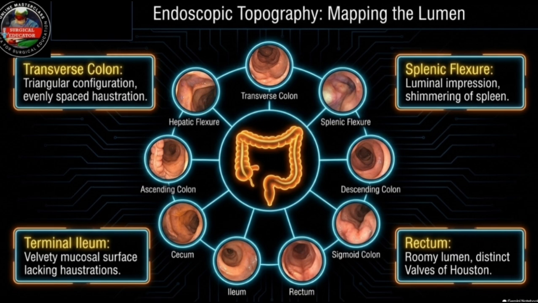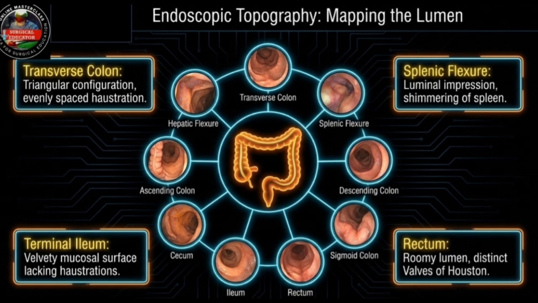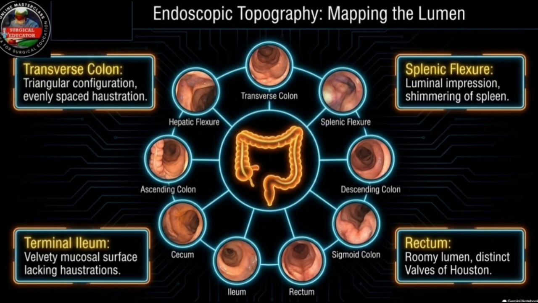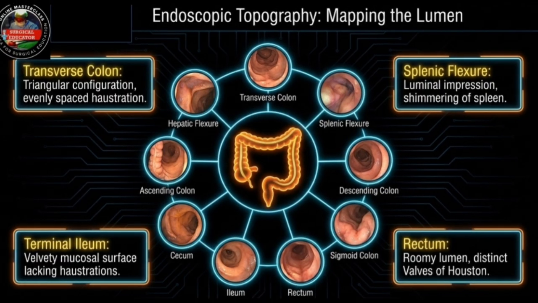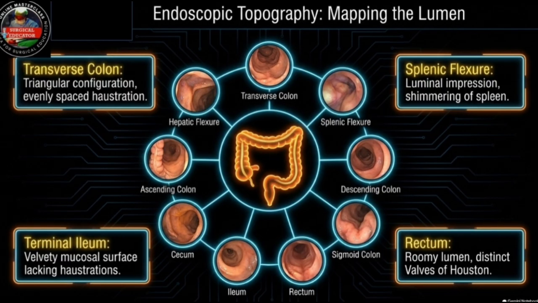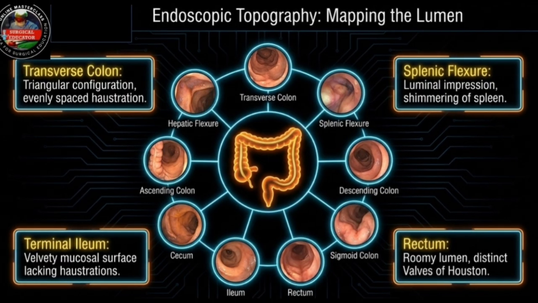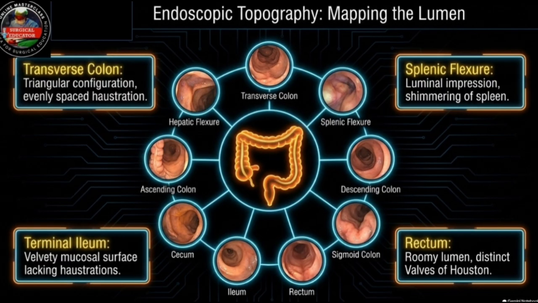Ah, like shining a flashlight through your hand. Exactly like that. You can often appreciate a bluish hue or a shimmering impression of the spleen pressing against the mucosa. It is a vital topographic marker indicating you're making the final turn down into the descending colon. That is wild. Further down, we have the rectum, identified by its round lumen and distinct valves of Houston.